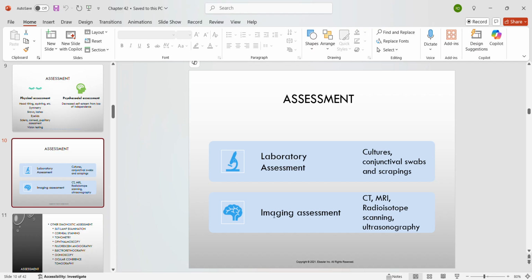Then you got ultrasound, where we put a probe on the eye or on the eyelid with a gel, and that'll send sound waves that bounce off the eye's tissue. These echoes are converted into images that then can be displayed on the screen.